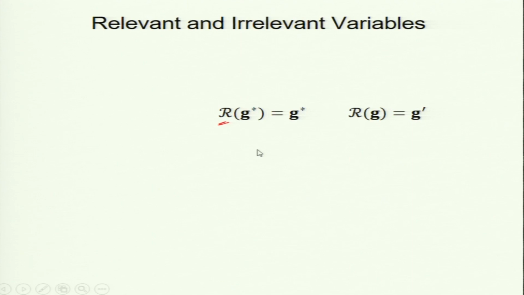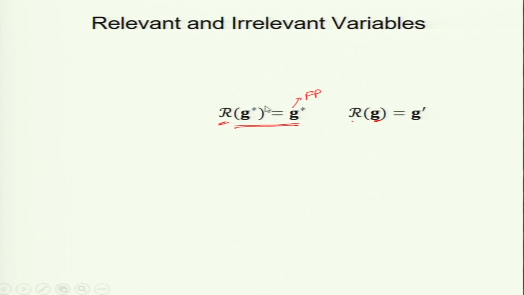We showed that r0 goes to r prime. So, g is a parameter, apply R, it goes to g prime. What happens to the fixed point? If I start from the fixed point, I remain there under RG. So, this is the property of g star as a fixed point.